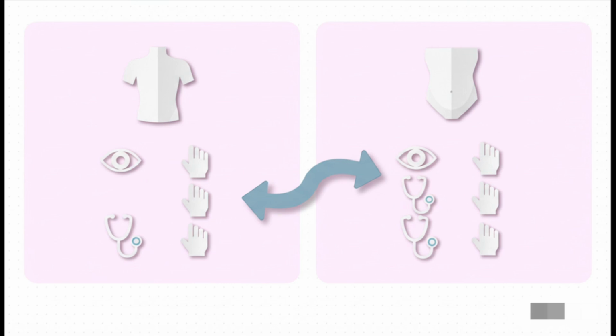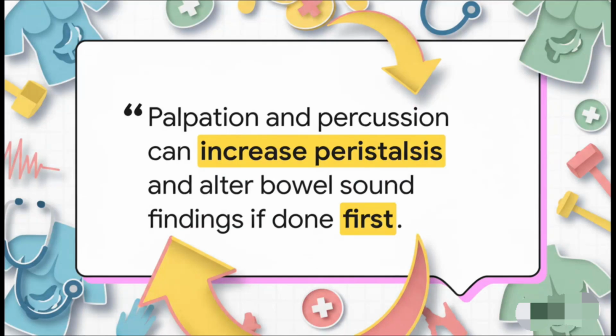Did you catch that? Auscultation jumps all the way up to the second spot, right after you look. This simple change from IPPA to IAPP is so important for getting an accurate assessment. So the big question is why? Why do we make this change? This quote explains it perfectly.